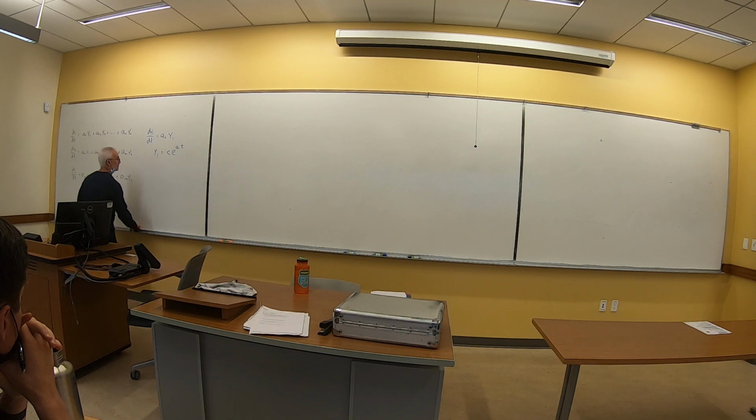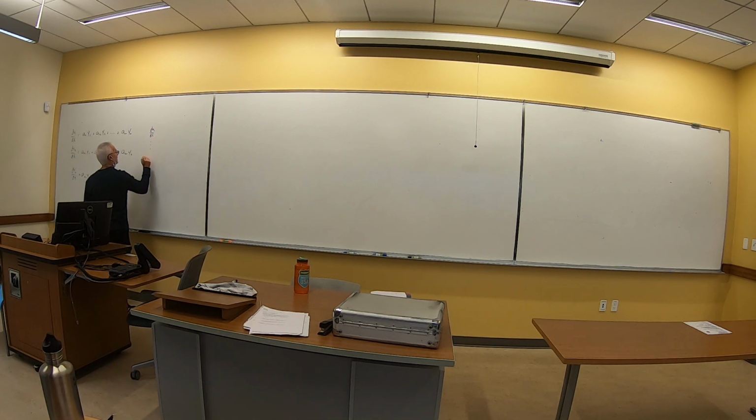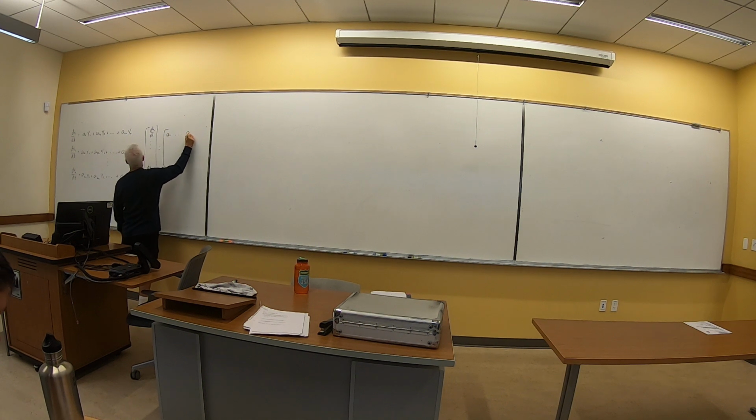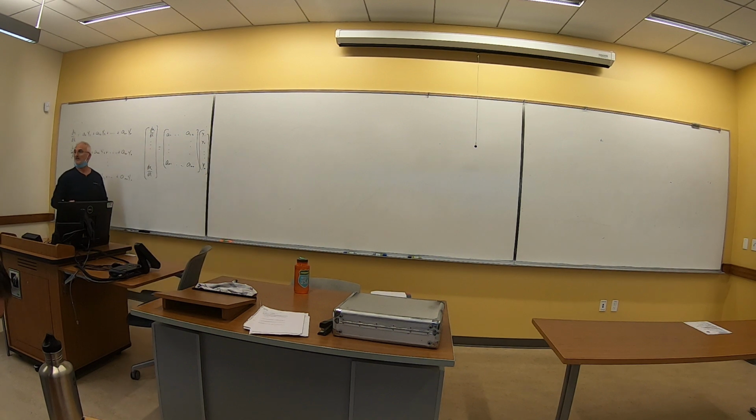So what I want to do is rewrite this problem as a matrix product. So I've got dy1/dt down to dyn/dt equals a11, I'm going to be lazy, a1n, dot dot dot, an1, dot dot dot, ann. And then over here, y1, y2, dot dot dot, yn. So we already know we can do this.